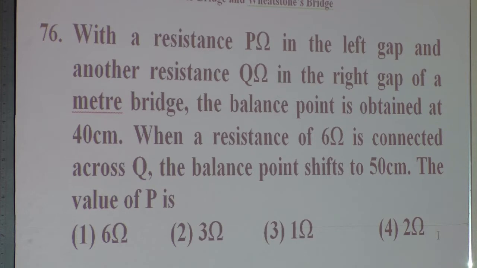That means its total resistance decreases. Balancing point shifts to 50 centimeter. The value of P is. Okay, we will do that now.